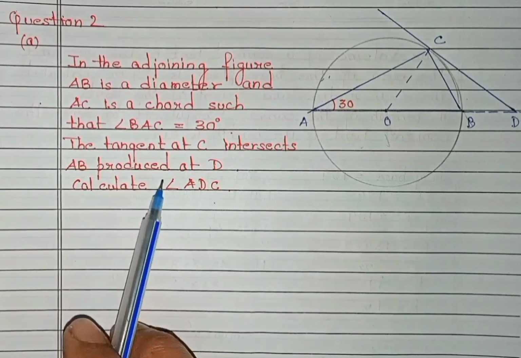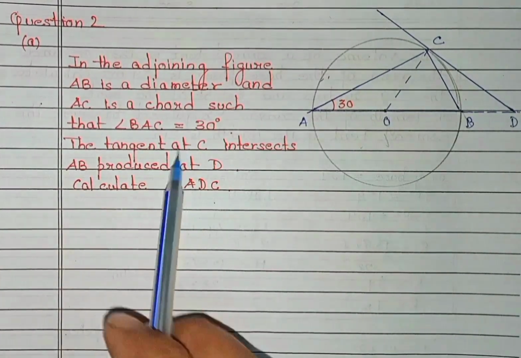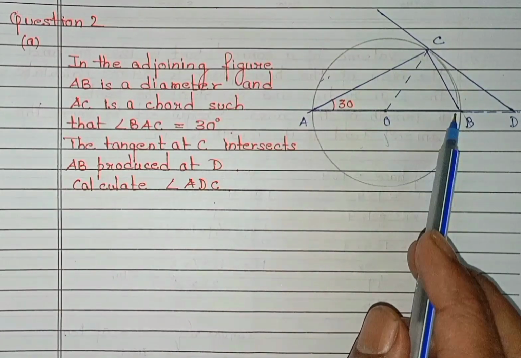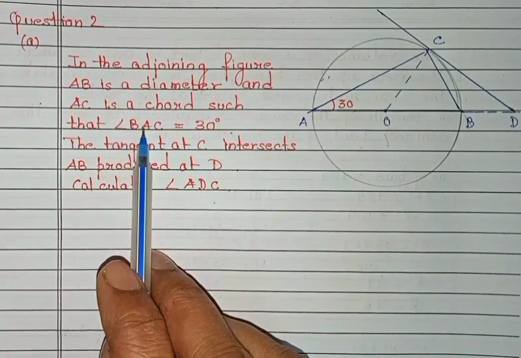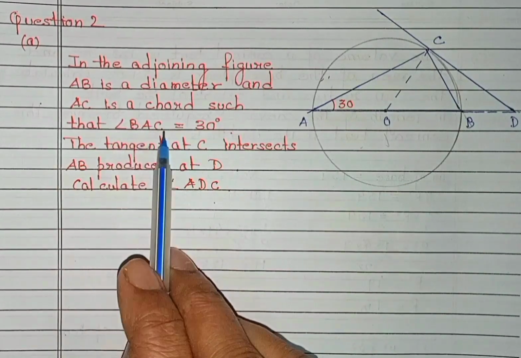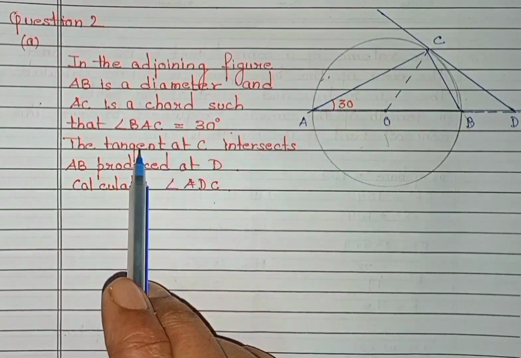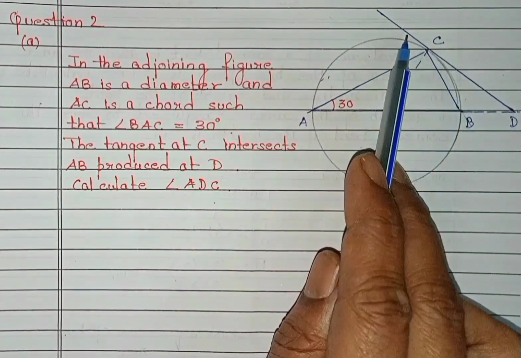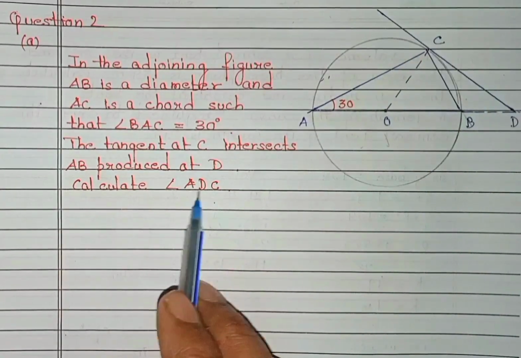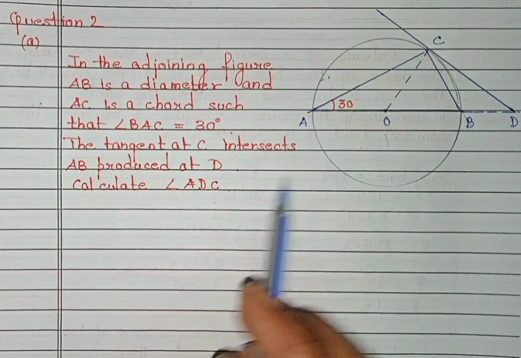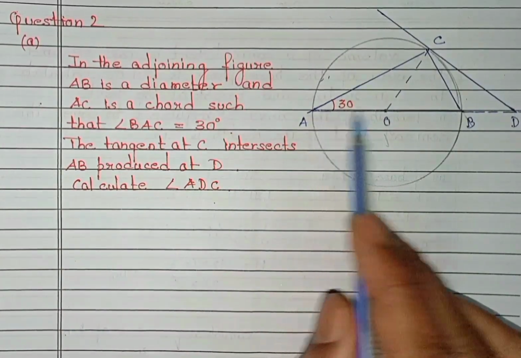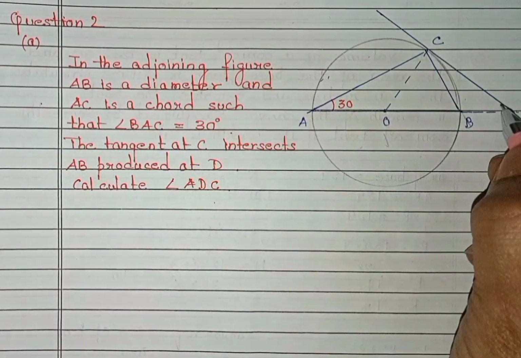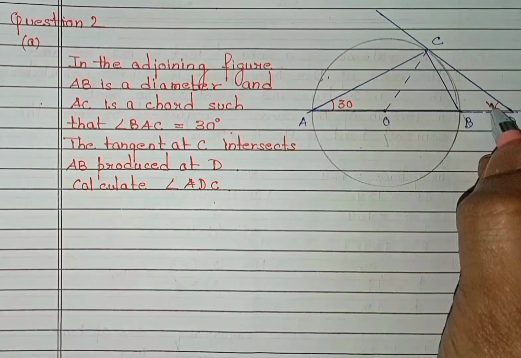Question number 2, the figure shows AB as the diameter, and then they have given you angle BAC 30 degree. Then they have given you tangent, this DC is the tangent, and we are asked to calculate the angle ADC. So we need to calculate angle ADC. Now let us mark this angle ADC as X, right?